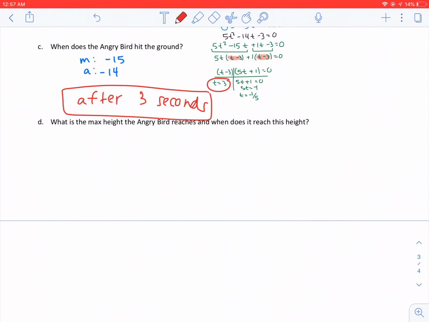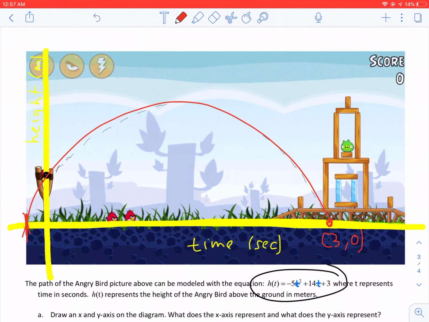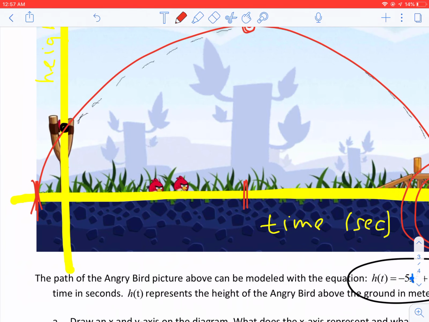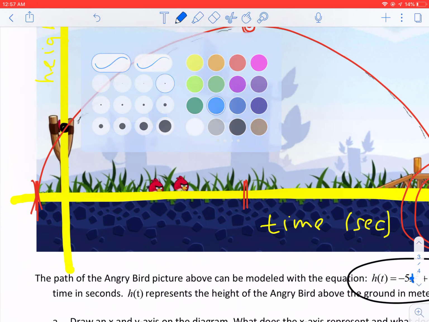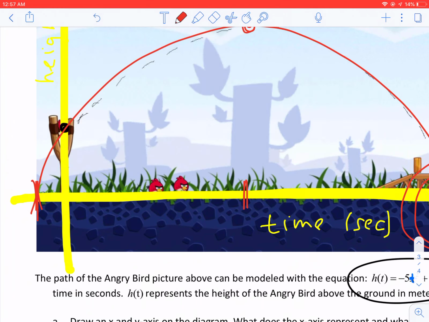All right, what is the max height the Angry Bird reaches, and when does it reach this max height? It's going to reach its max height right in the middle, right over there. A lot of people are going to take half of 3 and get 1.5 and say it's going to reach its max height at 1.5. But remember, our other zero was not at 0. The other zero was at, let's use red, negative 0.2.